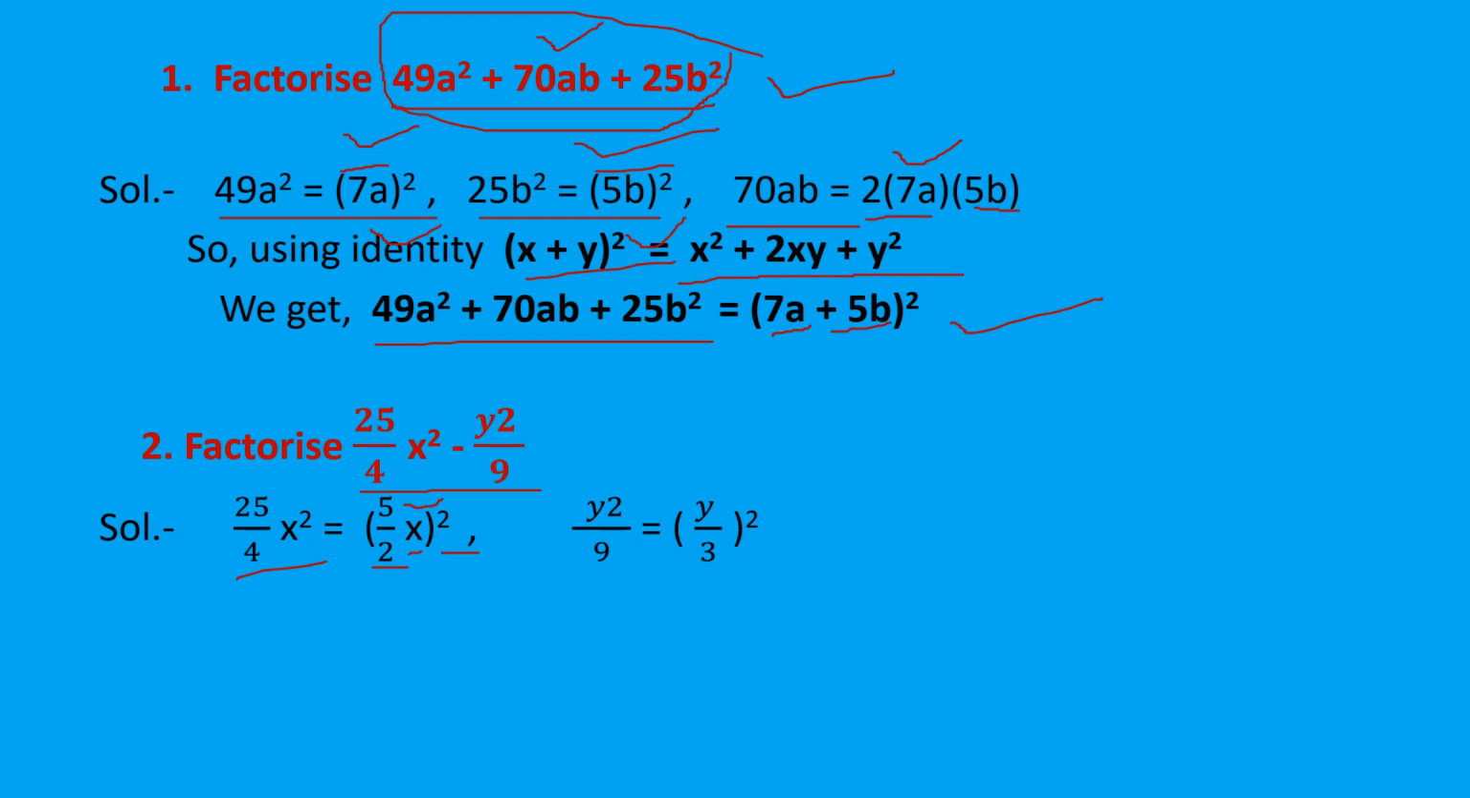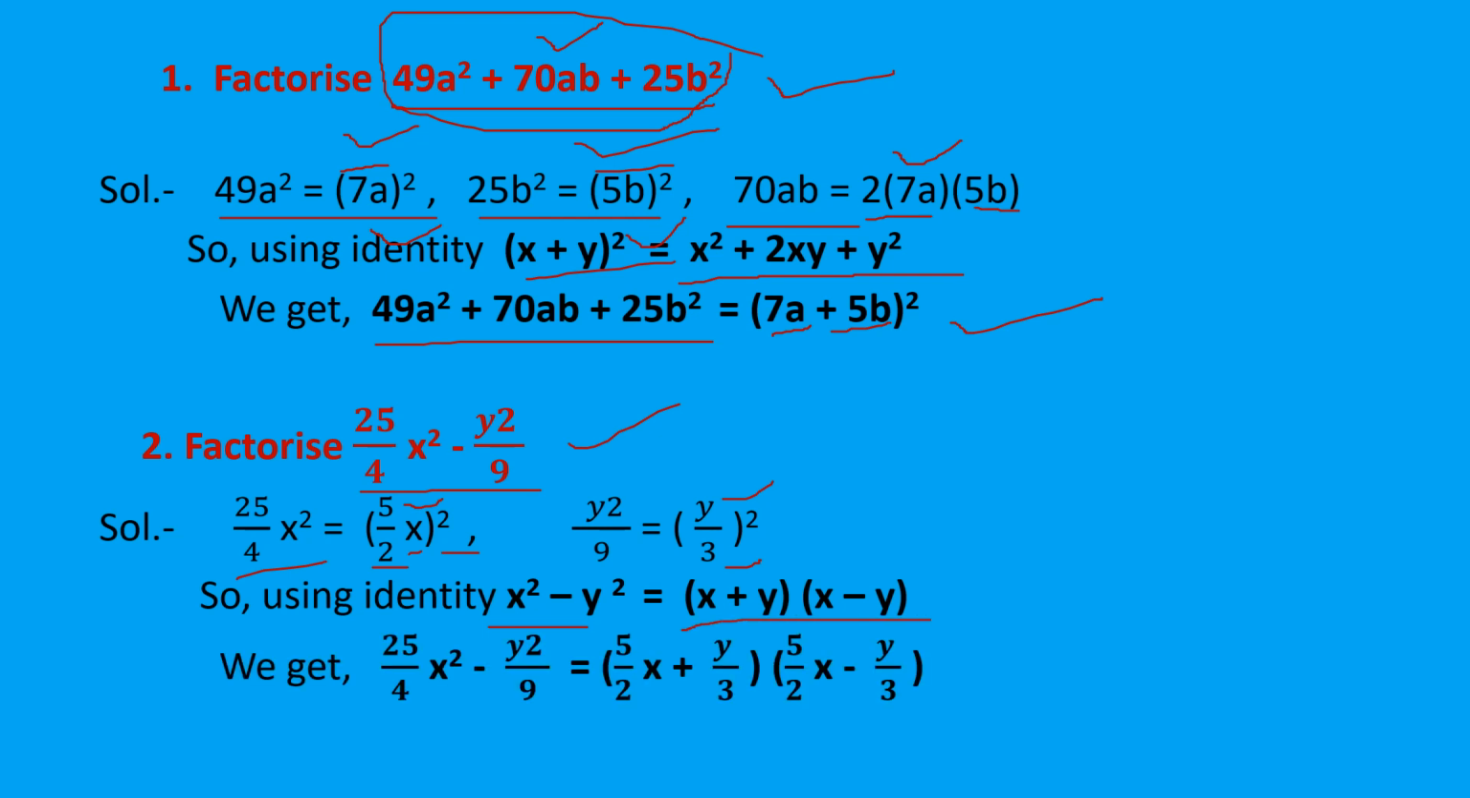Right. The second part is y square upon 9. Y square means y whole square and 9 means 3 whole square. So y square upon 9 we can write as (y upon 3) whole square. Now we know this expression we can write as x square minus y square. So using the identity x square minus y square is equal to (x + y)(x - y), we will get x is 5 upon 2x, plus y is y upon 3. So 5 upon 2x plus y upon 3 and the second term will be 5 upon 2x minus y upon 3.